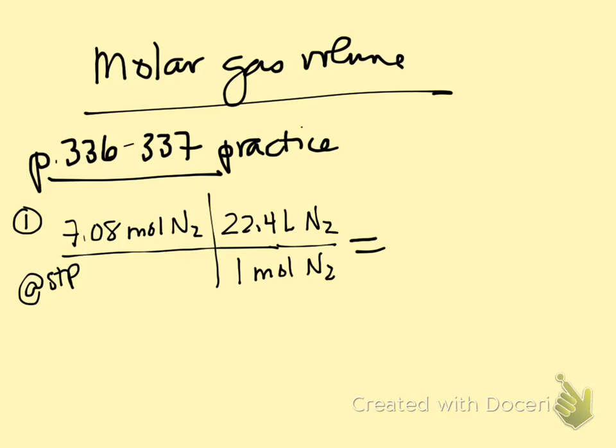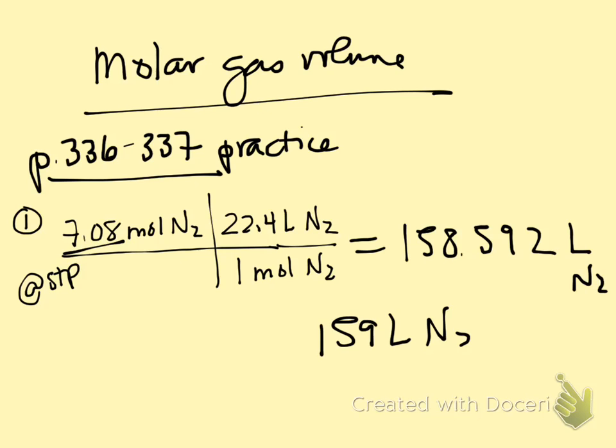Okay, who's got a raw number? 158.592 liters of N2. And how many sig figs do we have? 3. So this would be 159 liters of N2. These are nice. These are easy. And of course, because we're in moles, we can also get mass.